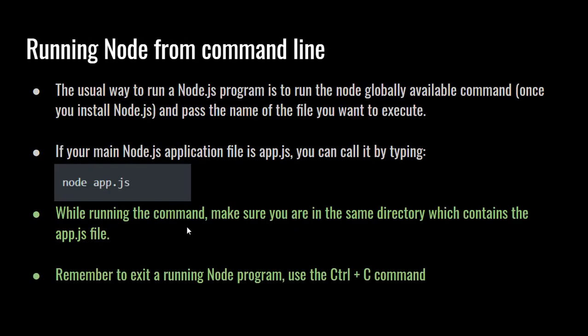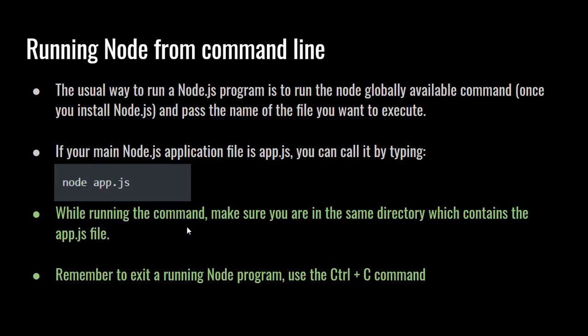Once you have it running, you can run it from the command line. The usual way to run a Node.js program is to run node, a globally available command once you install it, and pass the name of your file. So in your Node application, you might have an app.js, let's say. A good check at the command line would be node -v, which will check the version of Node. If you have it installed, it'll give you the version. And then you can execute JavaScript files right on the command line.